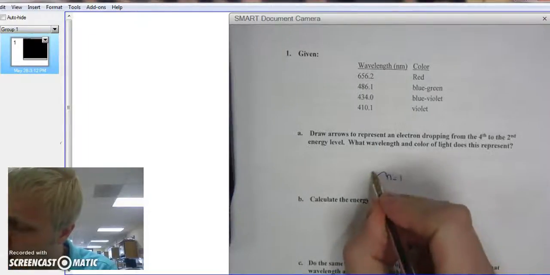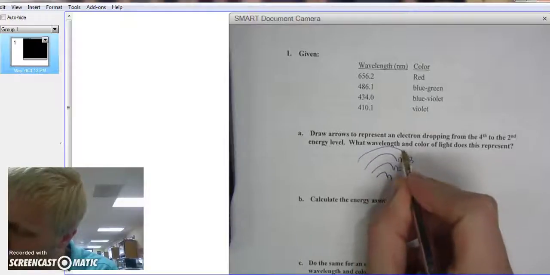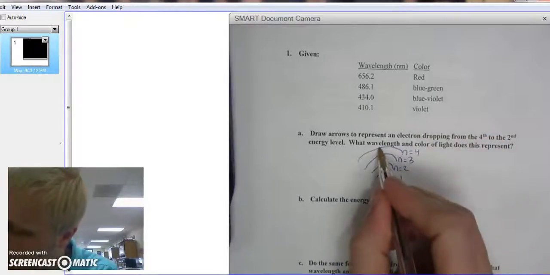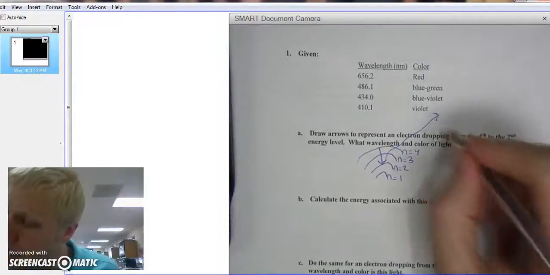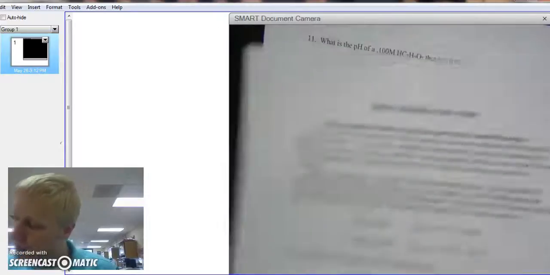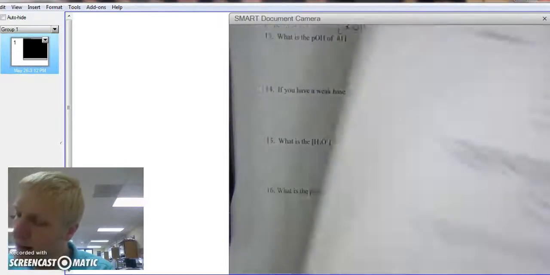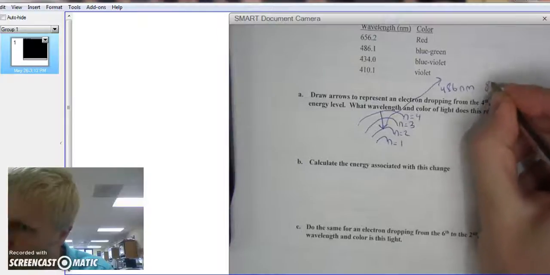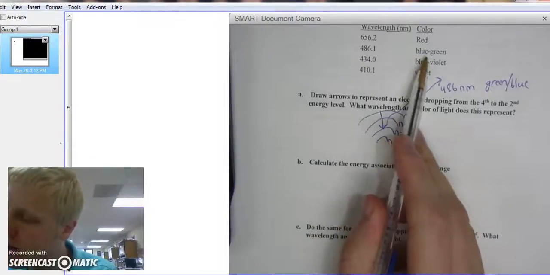So here's n equals 1, n equals 2, n equals 3, n equals 4. So 4th to the 2nd. Here's the 2nd, there's the 4th. We're moving down here, and it's releasing energy in the form of light. We need to figure out what wavelength this is. So we look back at the data on the Balmer Series. So 4 to 2 looks like it's green/blue, 486, blue-green.